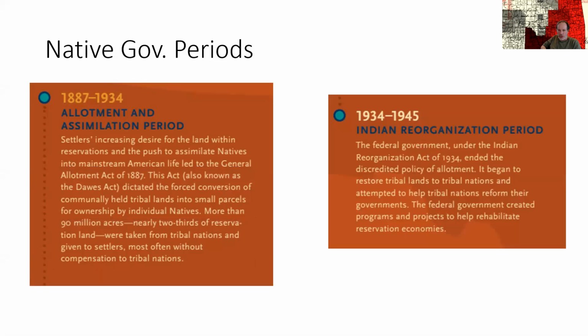We get a short period, in the 30s to the 40s, this reorganization period. This ended the allotment idea, gave some land back to tribal nations, and tried to give a little bit of help to tribes. This is a pushback, although very short, from the allotment period into this reorganization period that was probably better for tribes than the prior period.